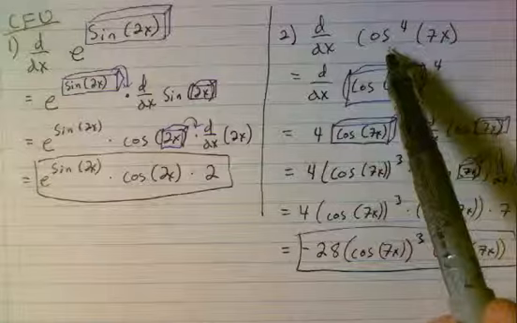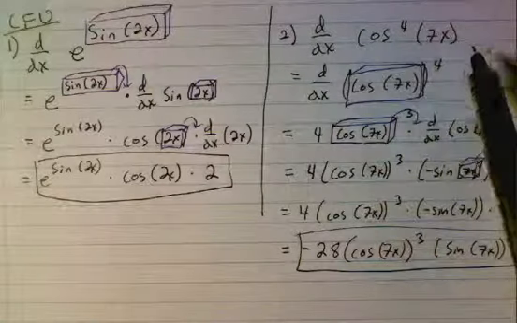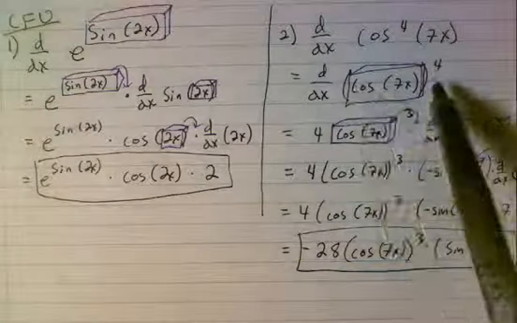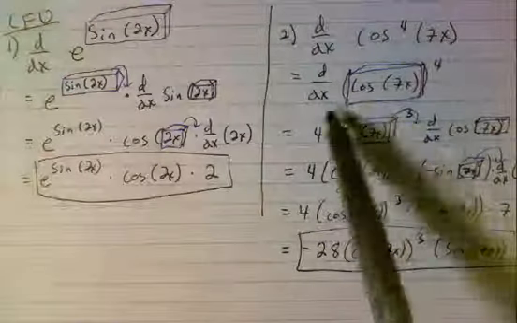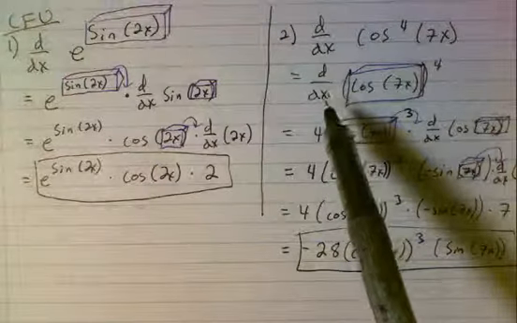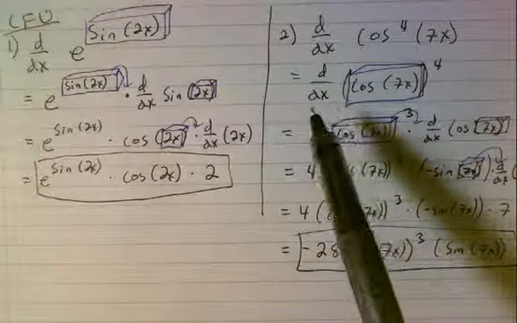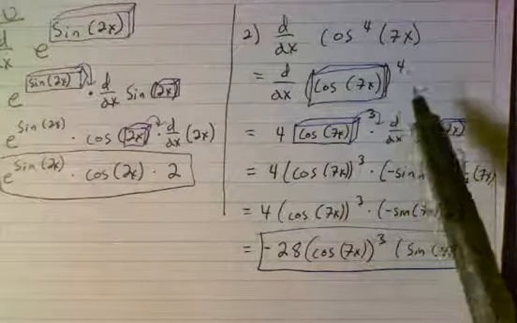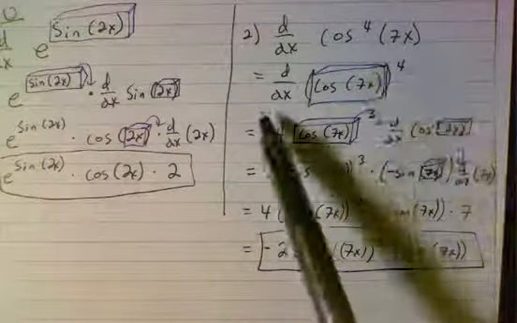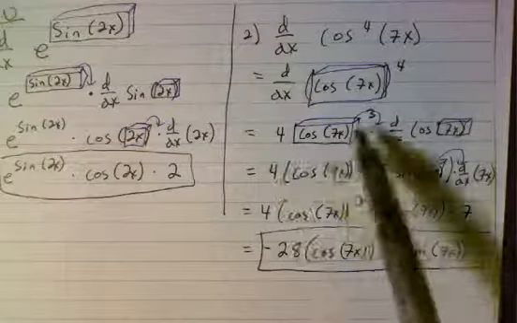Here, the derivative of cosine to the fourth of 7x is the same as the cosine of 7x to the fourth. So I'm just going to rewrite that. I'm still taking the derivative of this. Notice this d dx is here still because I haven't taken the derivative yet. I'm just rewriting. That's just my rewrite step. Now I'm going to take the derivative. That's why the d dx goes away.